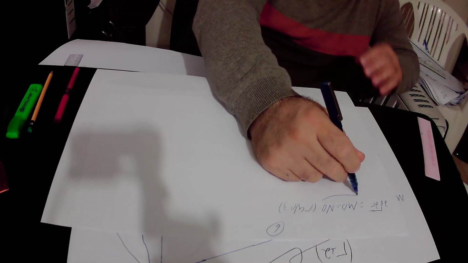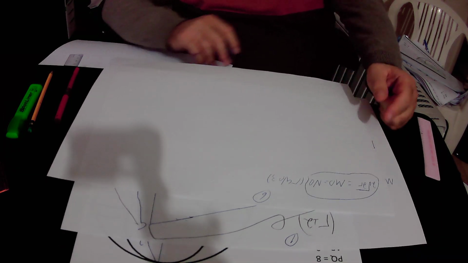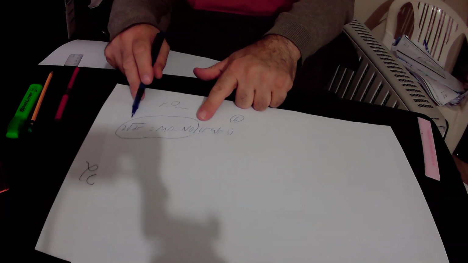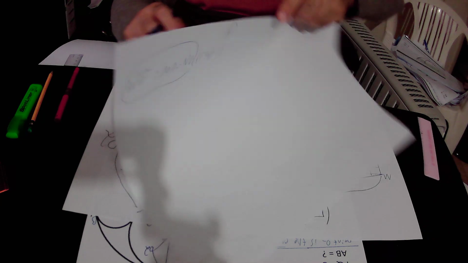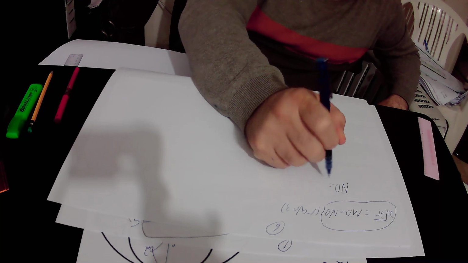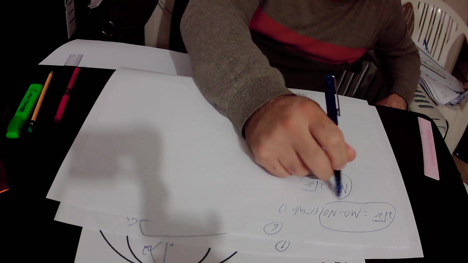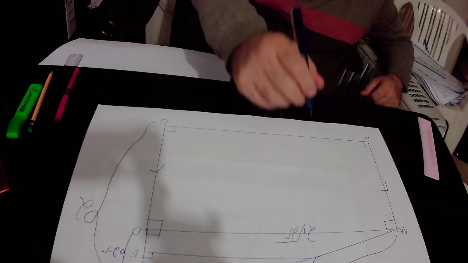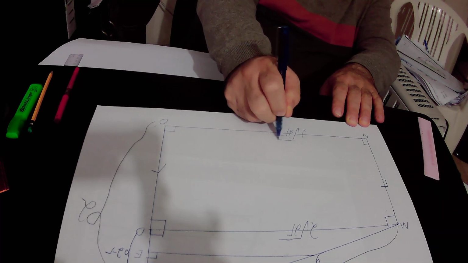So from this equality, we will conclude that NO also equals 2 times the square root of 2R. NO equals 2 times the square root of 2R. So we can write here that NO also equals 2 times the square root of 2R. Okay?